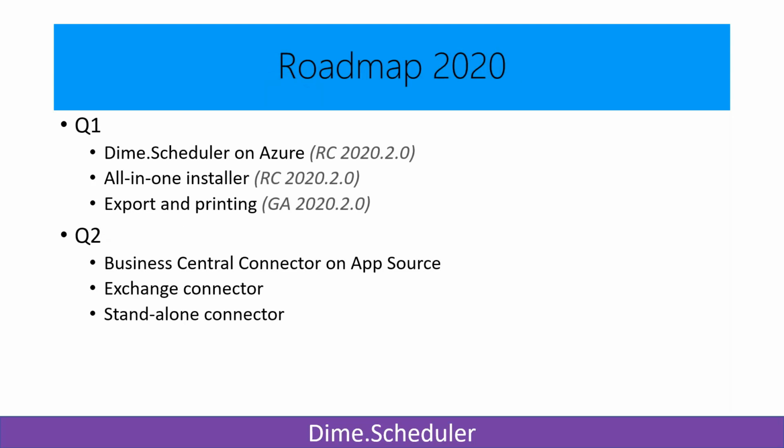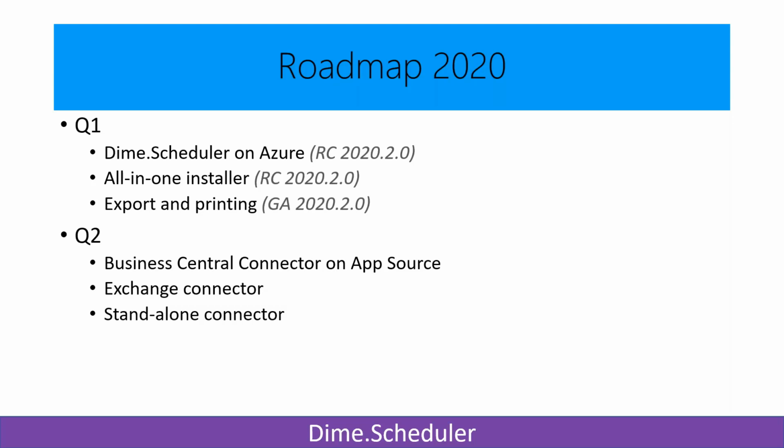Okay, so that's that. Let's put all of this on a little timeline, shall we? With the first quarter almost drawn to a close, we can announce the release candidates for the Azure environment and the all-in-one installer. As part of our monthly and bi-monthly releases, you can expect to see exporting and printing capabilities in Dime.Scheduler 2020.2. So that's going to be March.